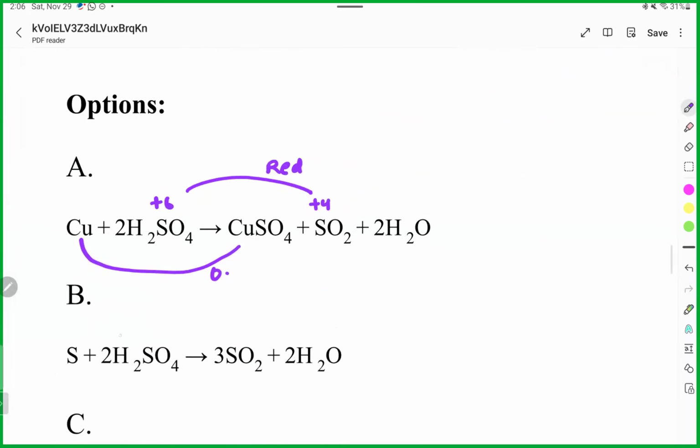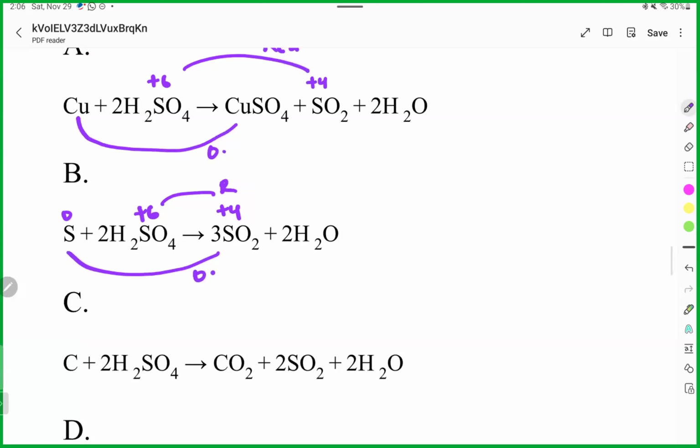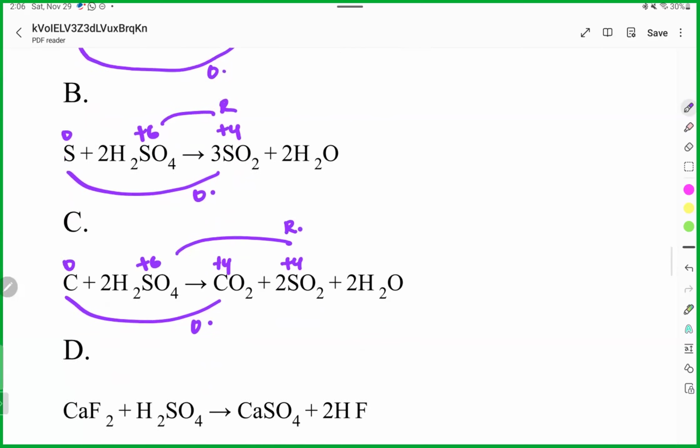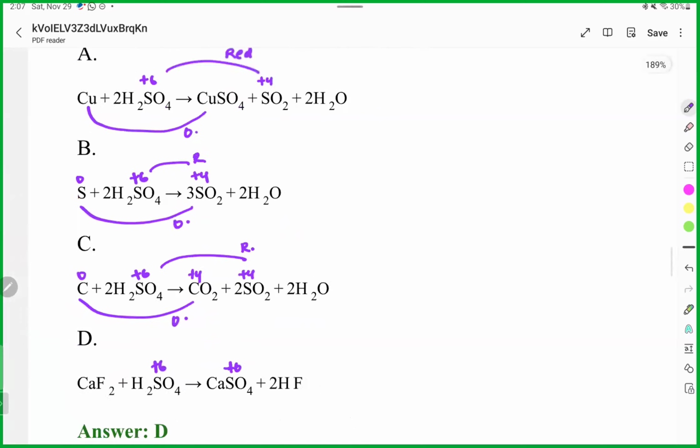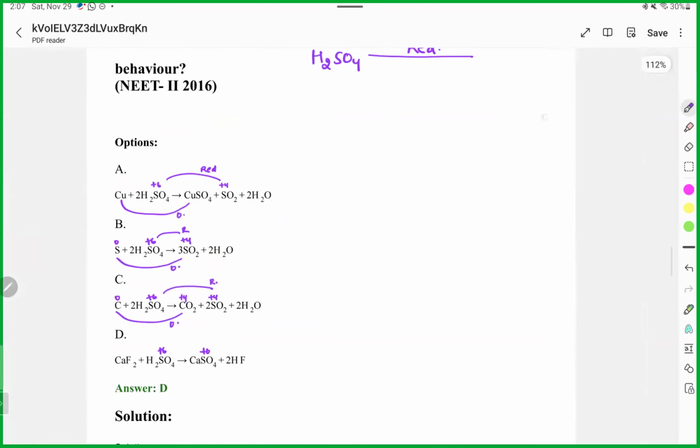Second, here 0, here plus 6. This will become plus 4. So this is reduction. This is oxidation. Third, here plus 6 to plus 4, reduction. So this will undergo oxidation, plus 4 from 0. Answer will be the last. Why? Here plus 6, here also plus 6. No reduction. Understood, guys?